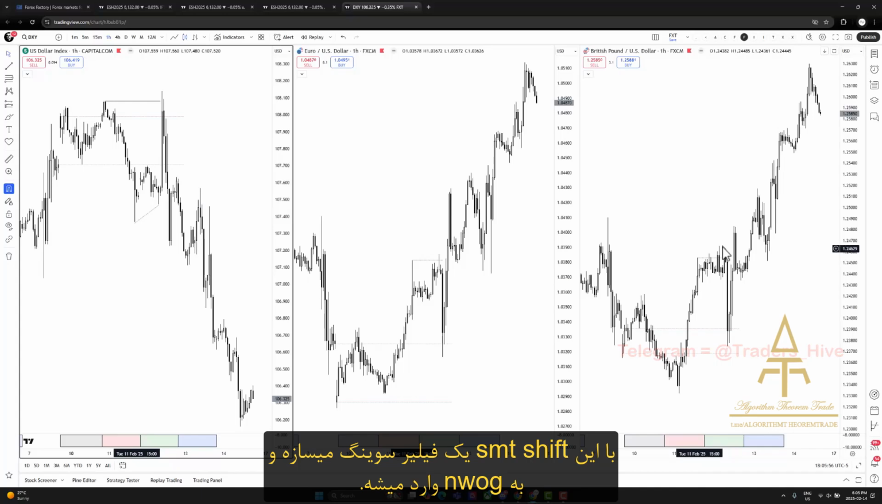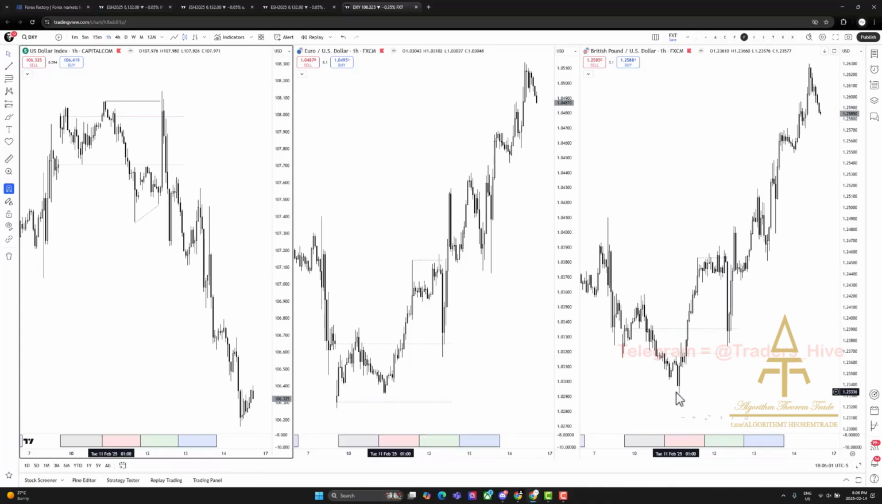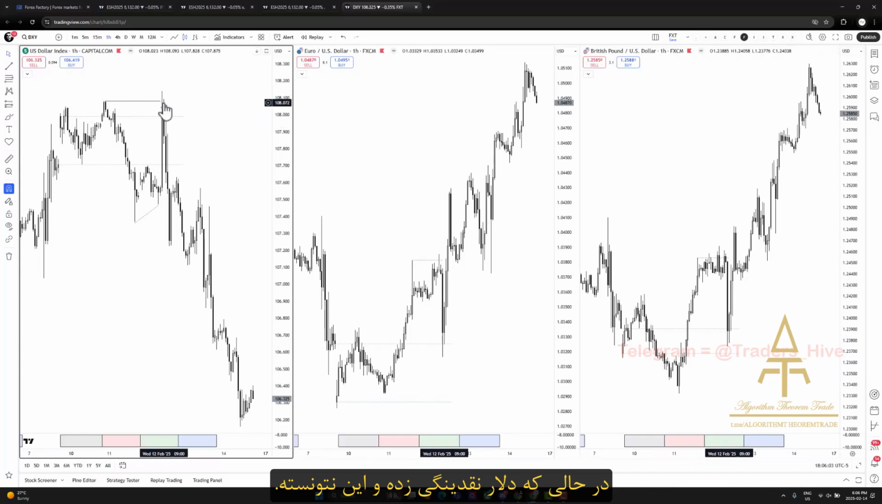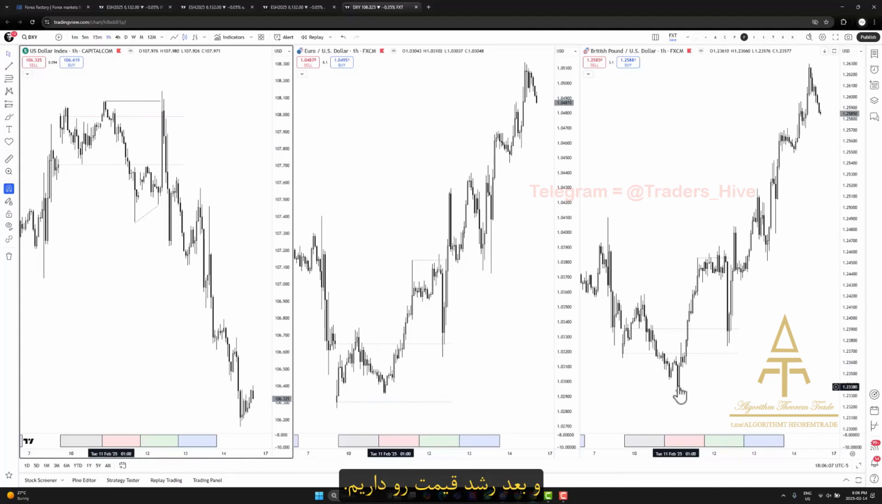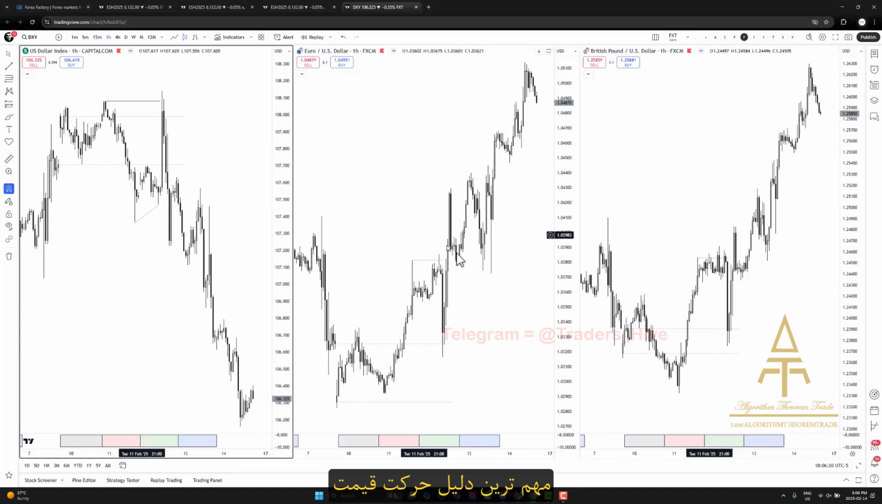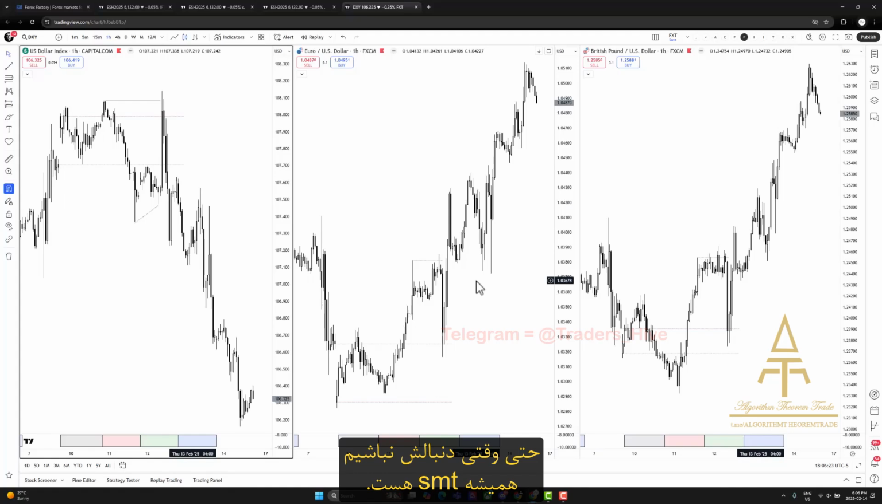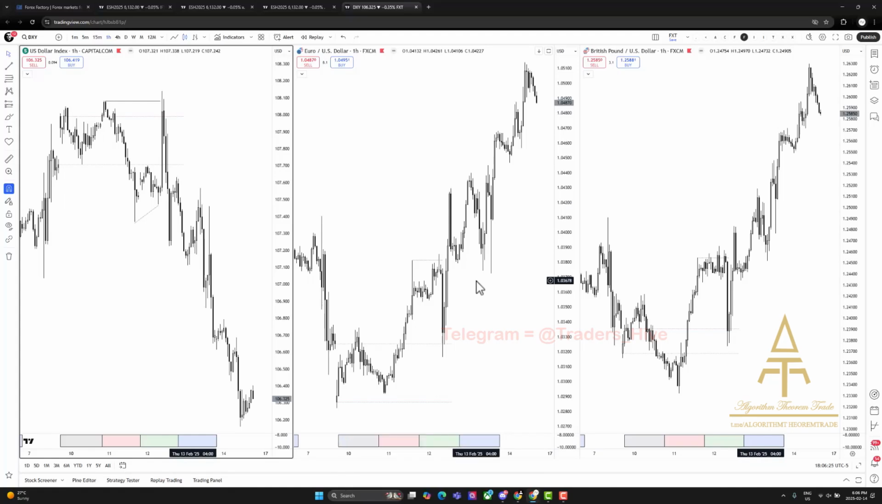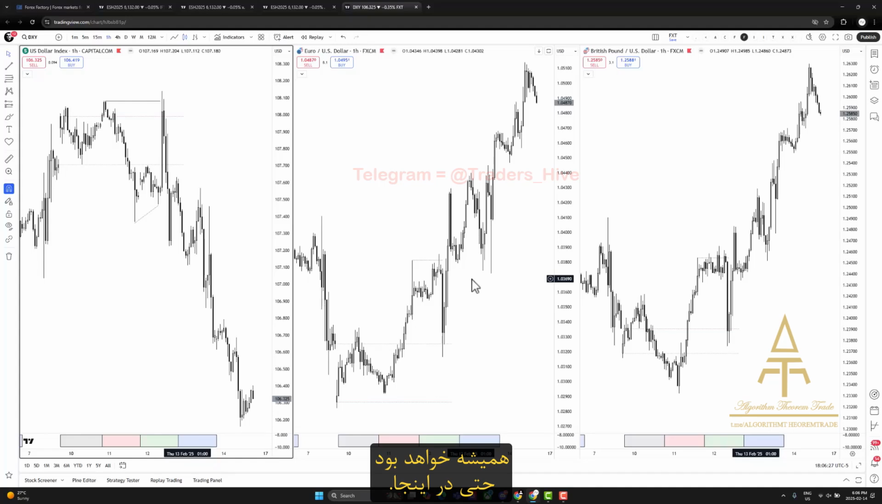Here, SMT shift, price trades within this new week opening gap, creating a failure swing, while this asset takes out this pool of liquidity, and this one cannot do so. What's going to happen? We're going to see higher prices, right? Just as how we have been seeing, right? So the main component between all price moves, even when we're not specifically looking for SMT, it's always there. It's always going to be there, right?